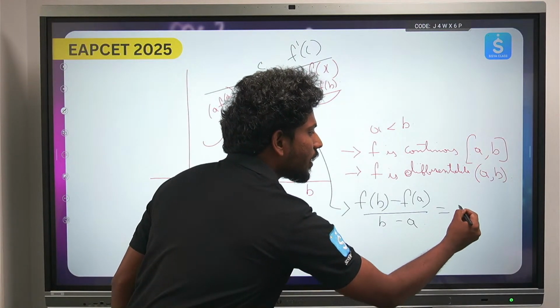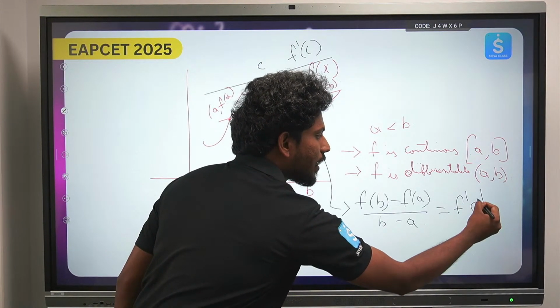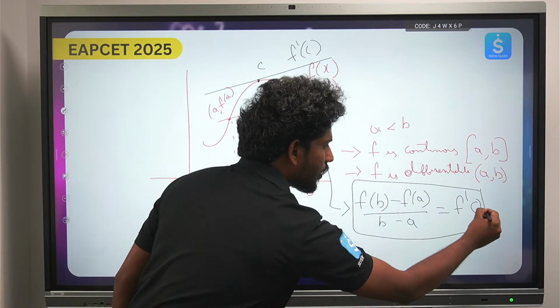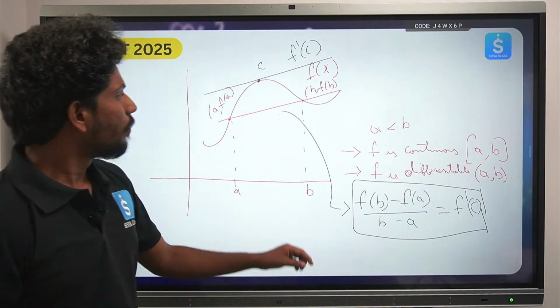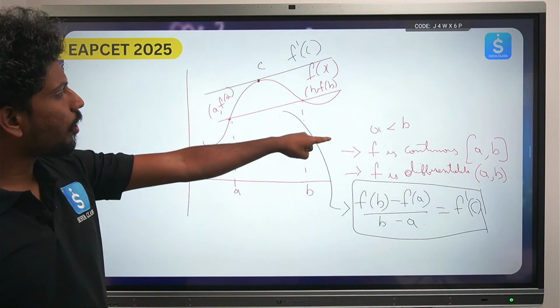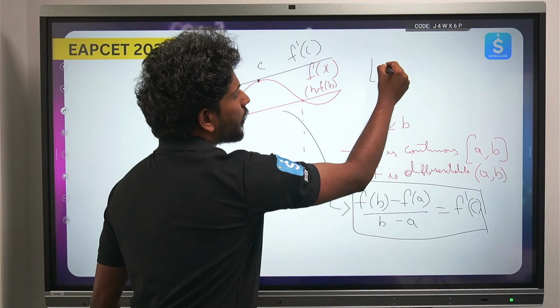So because these two slopes are equal, hence I can say these two are equal. These two are similar quantities. Okay, so there are two conditions in order to use the Lagrange mean value theorem.